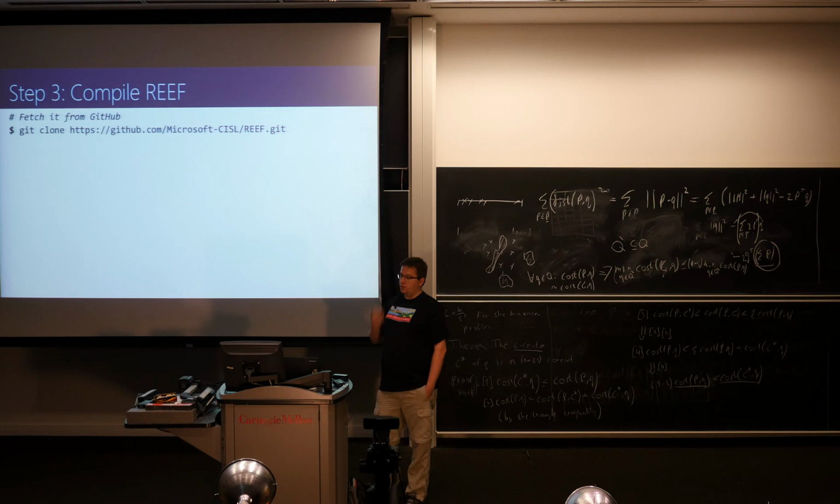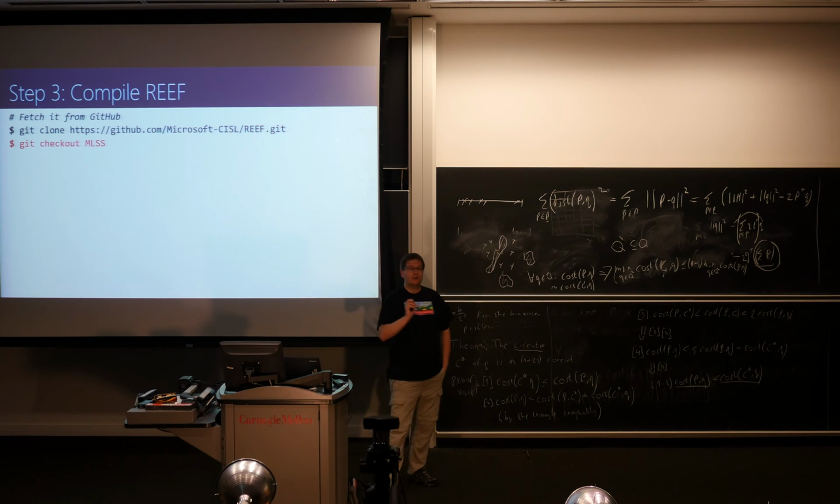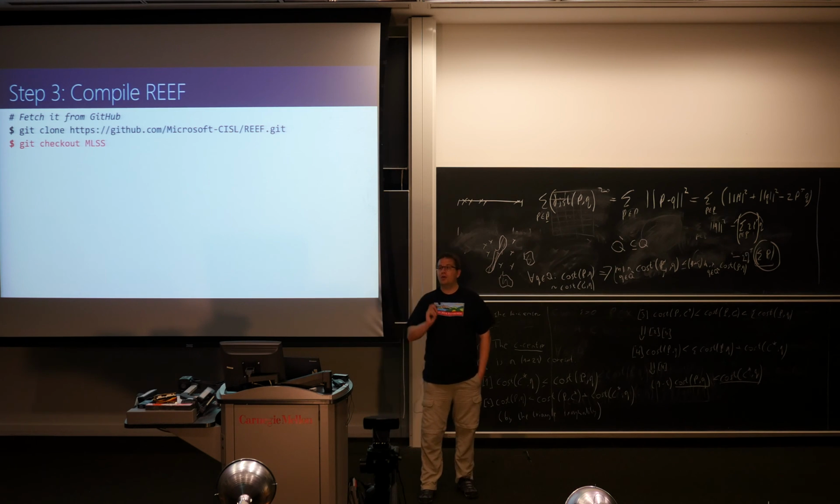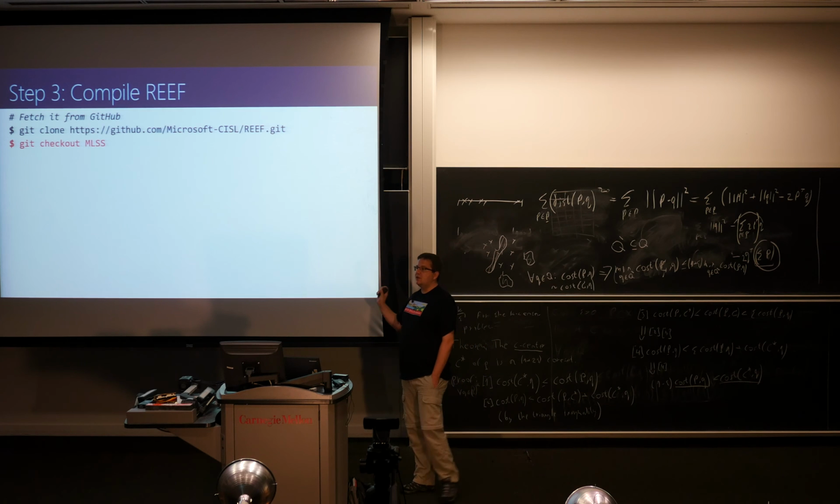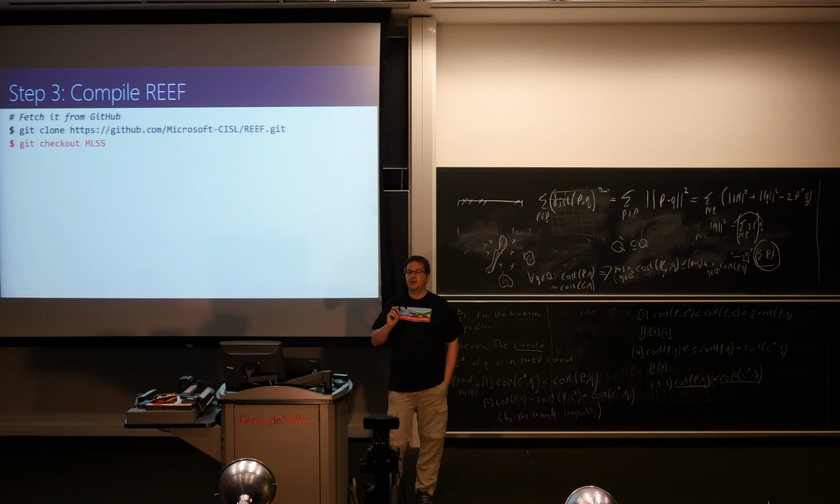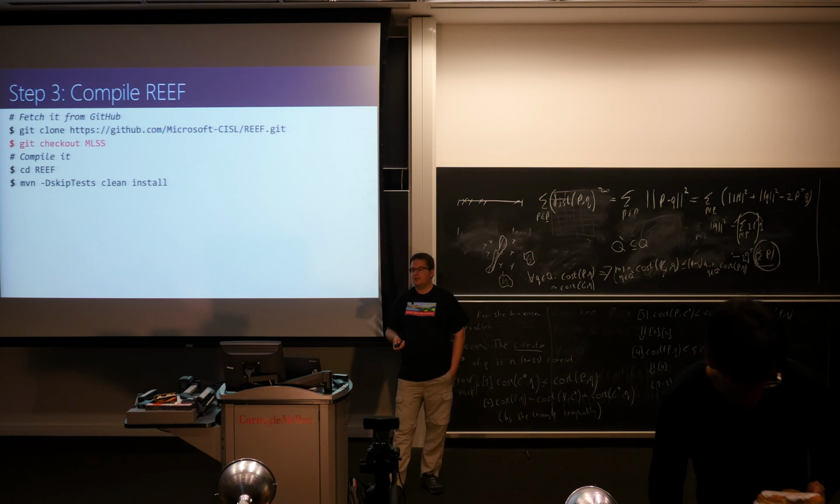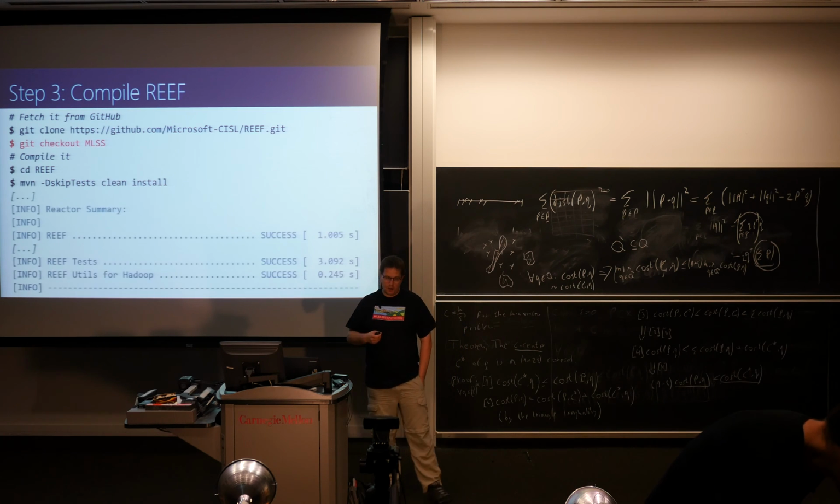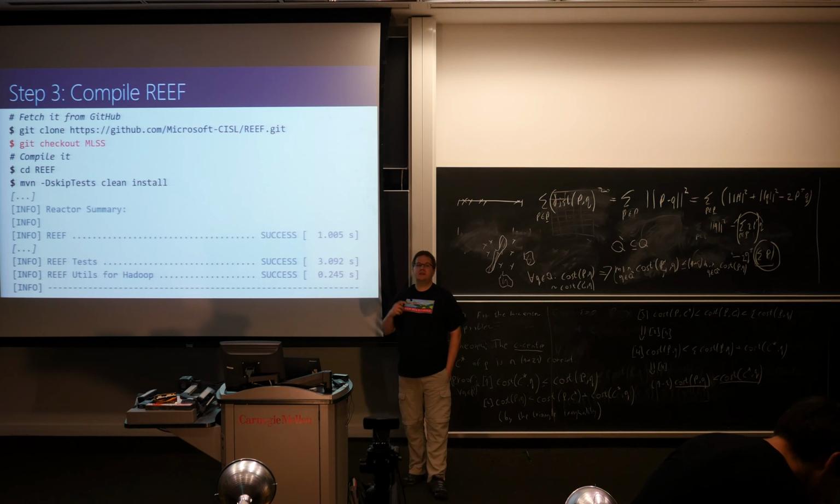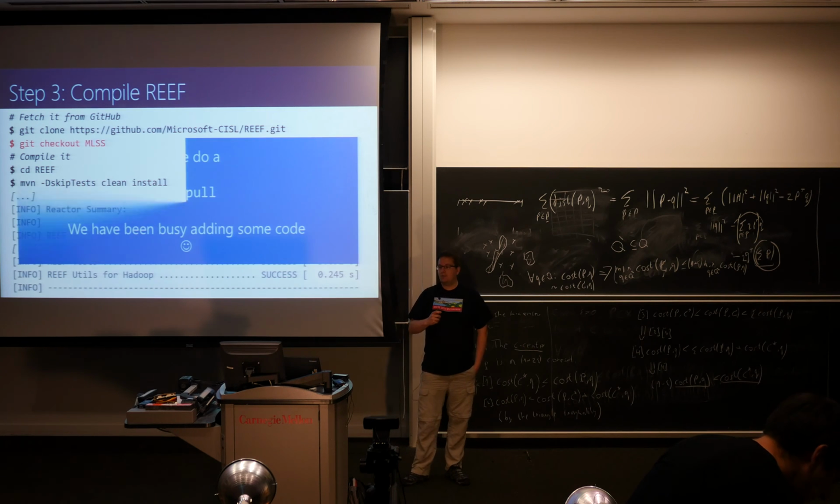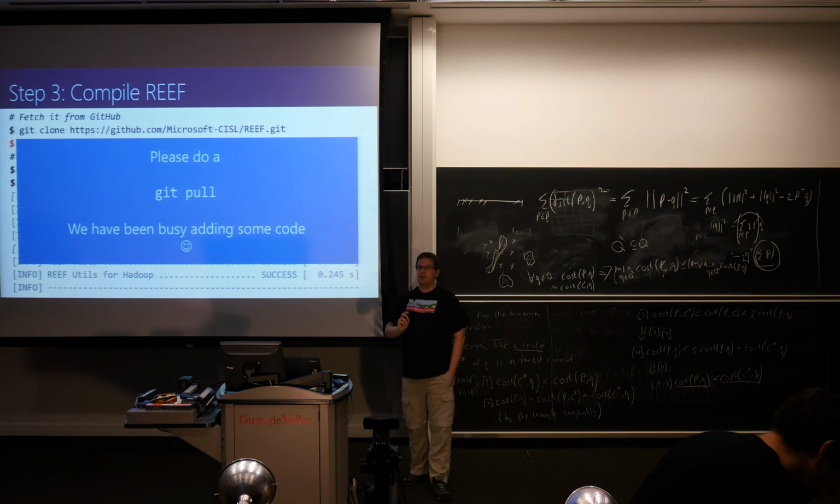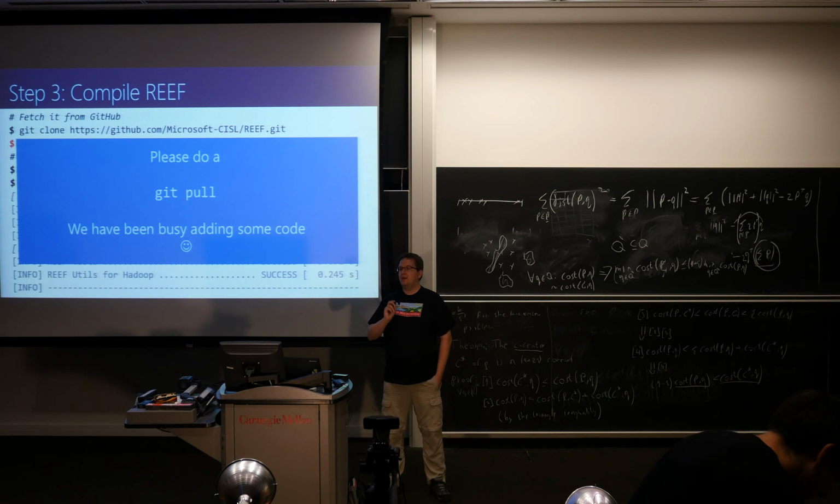The last step was to compile REEF. In that case, you fetch it and check out the MLSS branch. That is very important for this lecture because we will use functionality that's not currently in REEF master. And then you compile it and you see the same sort of printout. Now, for those of you who did this yesterday, can I please ask you to do a git pull in that folder and do the mvn clean install again?